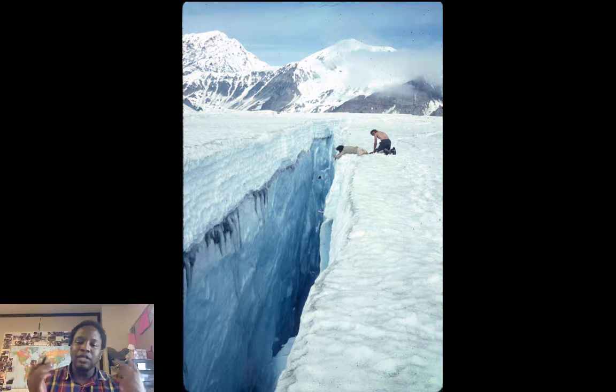So take a look at this picture. This will kind of give you an idea of what's going on. We have two guys here that are surveying how deep this crevasse or crevice is to figure out how far it is to cross it.